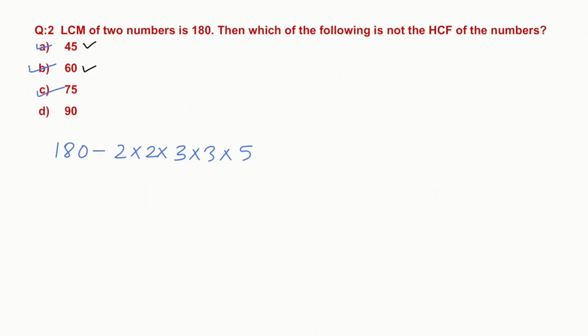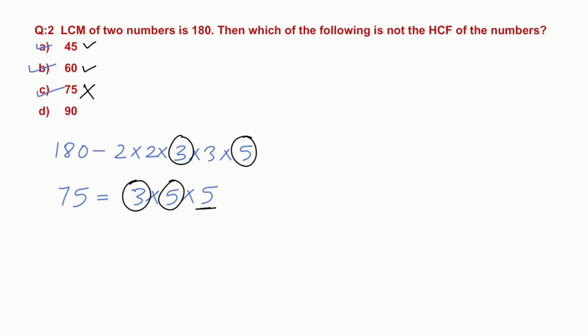Now we will check for 75. So factors of 75 are 3 times 5 times 5. Again we will check if the factors of 75 are there in 180 or not. So we have one 3, we have one 5. But in 75 we have one more factor as 5. But in 180 we don't have another 5. So 75 cannot be HCF of these two numbers.